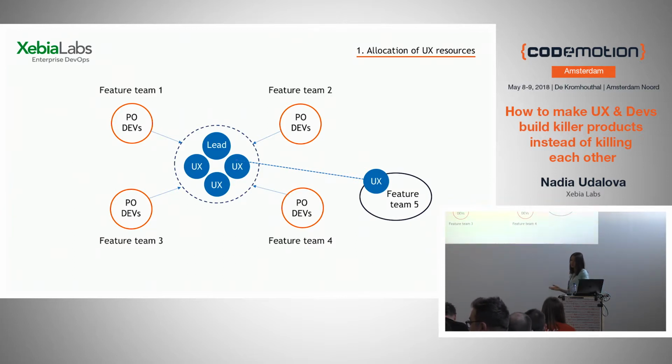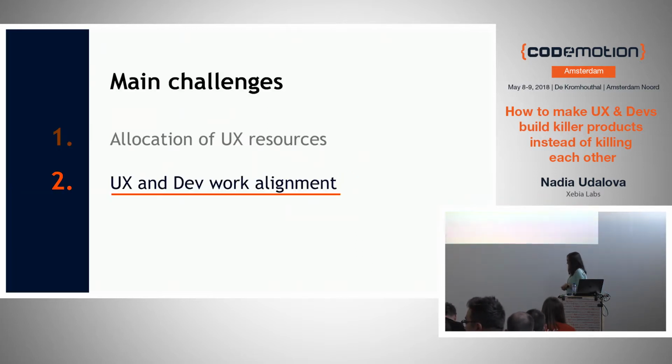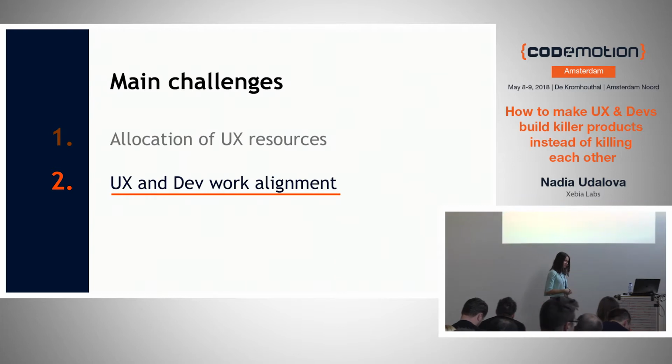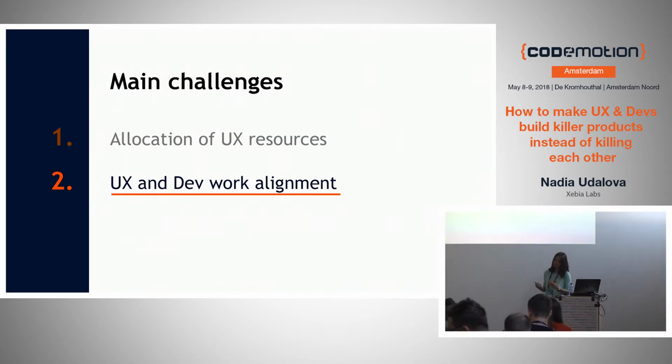So we are playing a little bit, experimenting, and I think this works really well for us. But of course, this is not it. And here comes my second point. How do we make this communication even stronger? Allocation is one thing, but aligning the UX and development work is another big nut to crack.